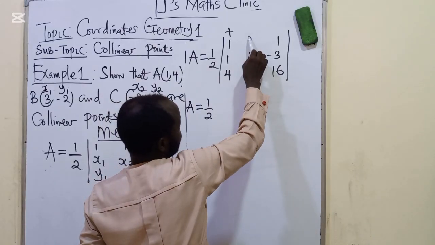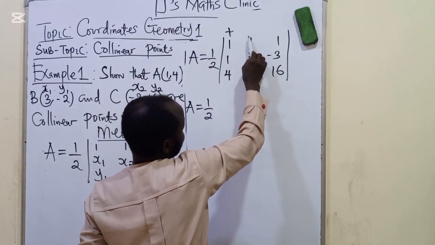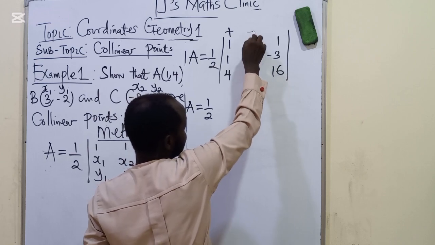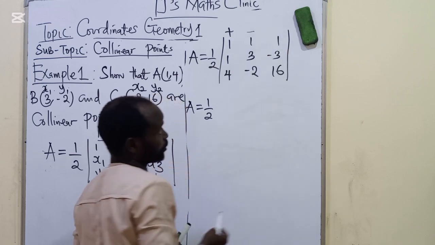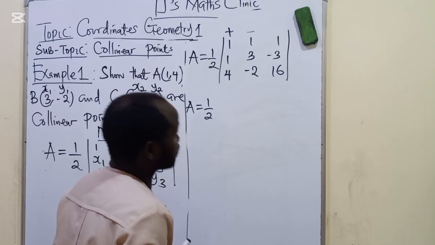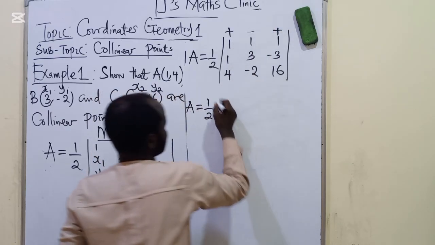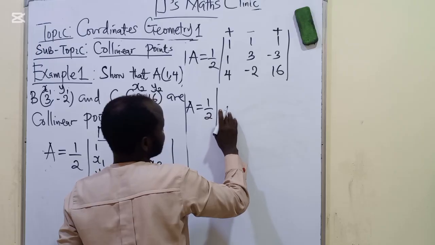This is row 1, column 2. So 1 plus 2 is 3, an odd number, which is negative. This is row 1, column 3. 1 plus 3 is 4, so it's even, it will be plus. So we'll have something like this.